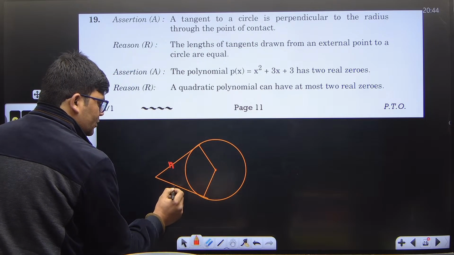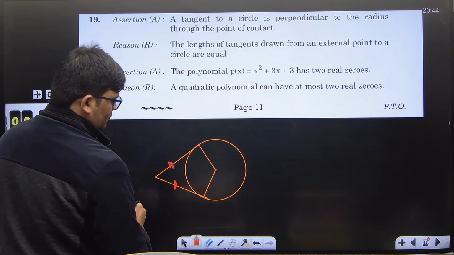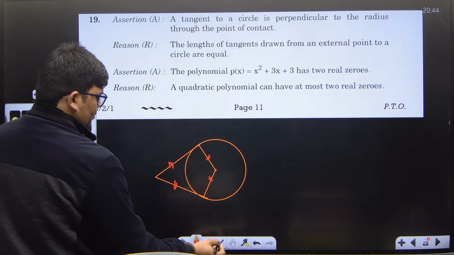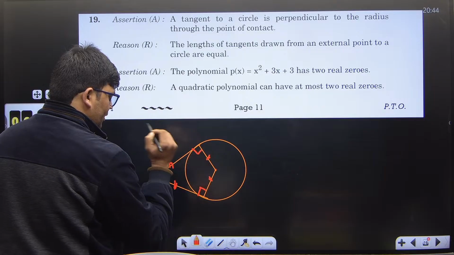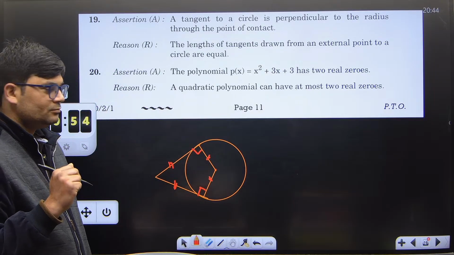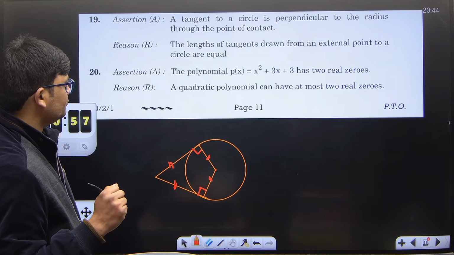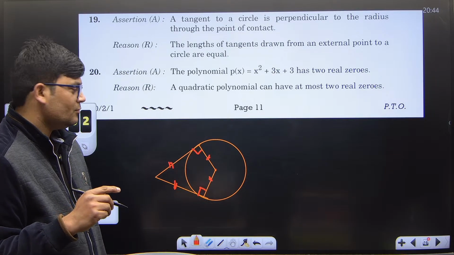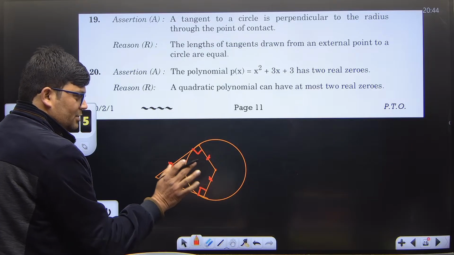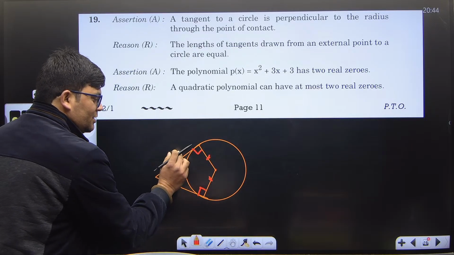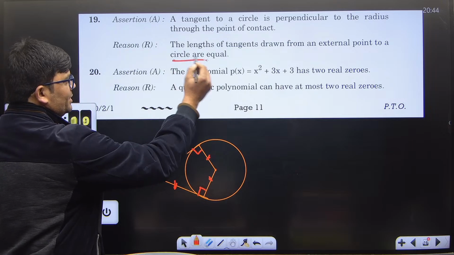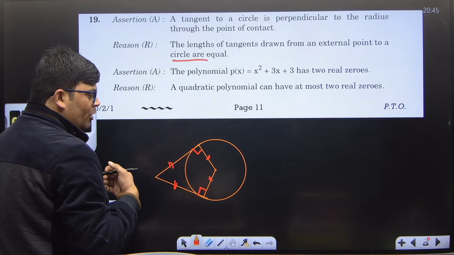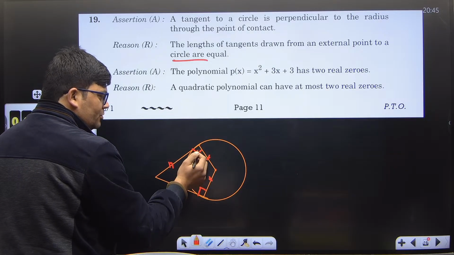So if this length is equal to this length and this length is equal to this length, then why is this 90 degrees? Kabir, you tell me. You said that this is the reason. This is justifying this. So I am asking you, let us say this is equal to this in the second statement, and we have radius is equal to radius. So my point is how you can say that this angle is 90 degrees. These two angles are 90 degrees.